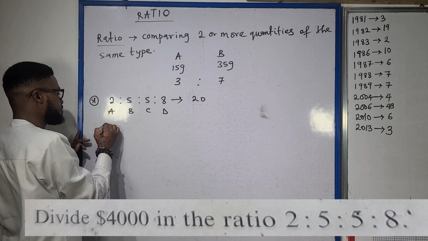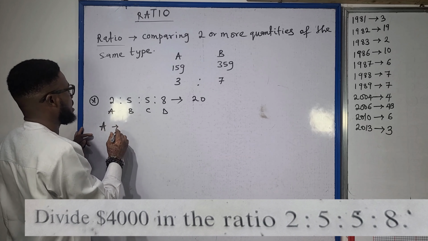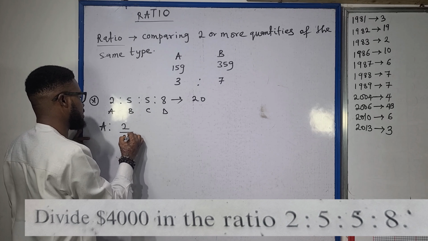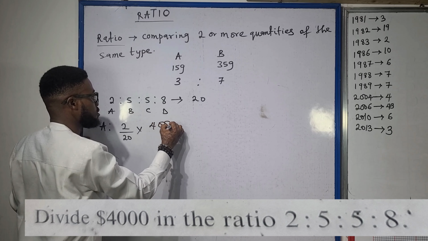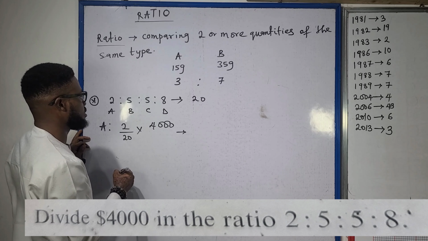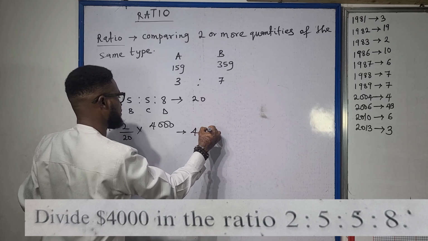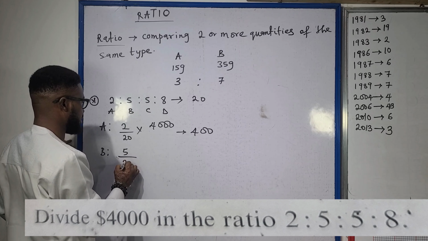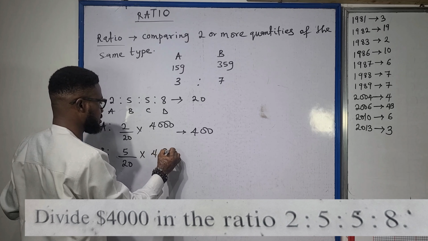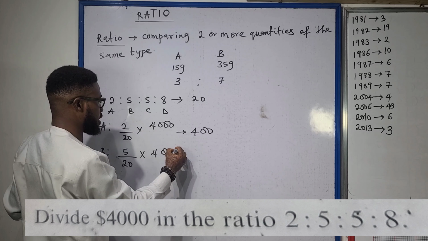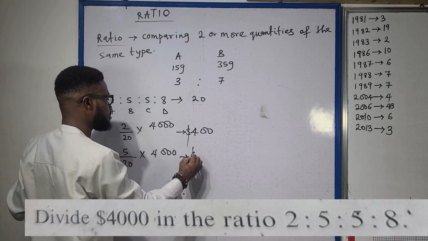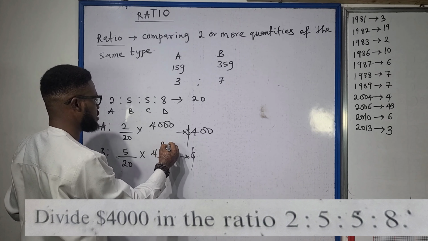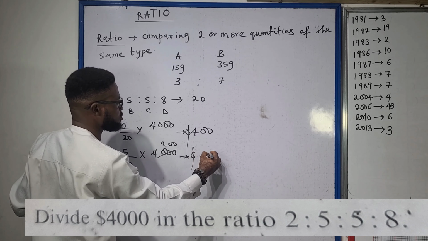So for A, that is 2 out of a total of 20 times $4,000. So this is going to be $400. For person B, this is going to be 5 out of 20 times $4,000. 4,000 divided by 20 is actually 200. 200 times 5, that's $1,000.